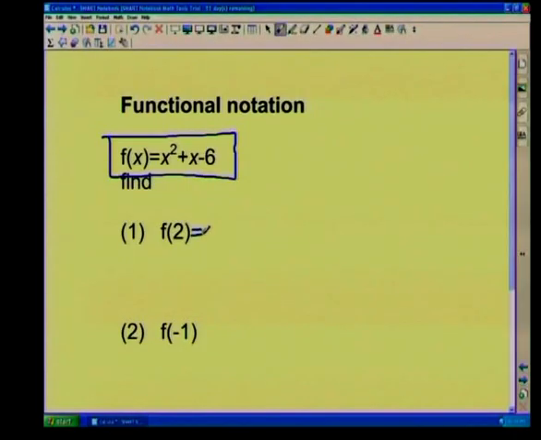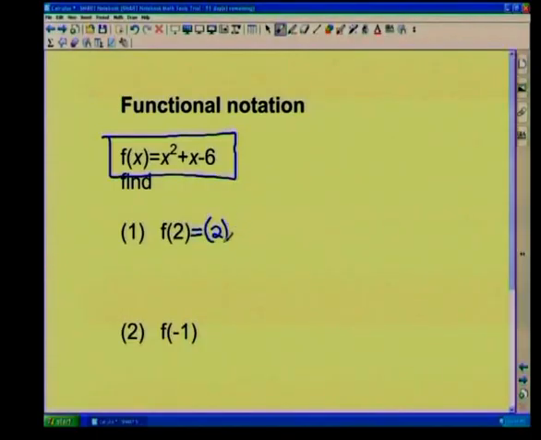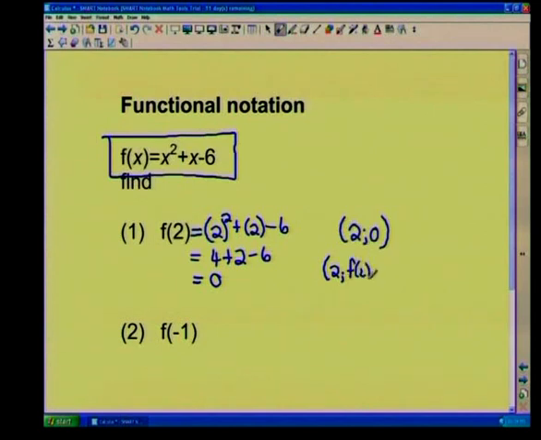Well, literally, it's glorified substitution. It's telling me wherever there's an x, put a 2. So let's just do that. We go over here, and where there's an x, we go 2 squared plus 2 minus 6. Well, 2 squared is 4, plus 2 minus 6, which if we add up gives us 0. So we know that this would be the coordinate 2, and my comma there looks more like a splodge, so let's just write that again. This is going to be 2, 0. Okay, quite easy. As I say, we could have written 2, f of 2, because the f of 2 is 0.